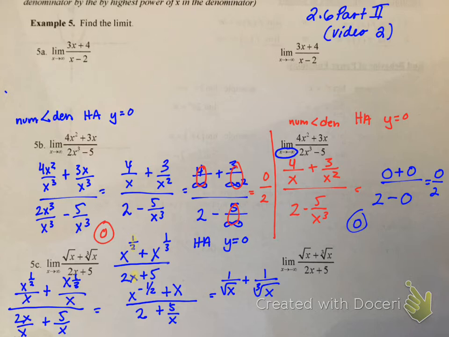Actually, no, I was right. I'm sorry, I was actually right that time. Okay, so anyways, we have this situation. And then I'm going to place it over 2 plus 5 over x, right?